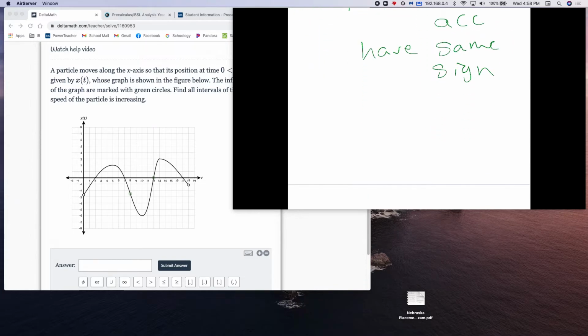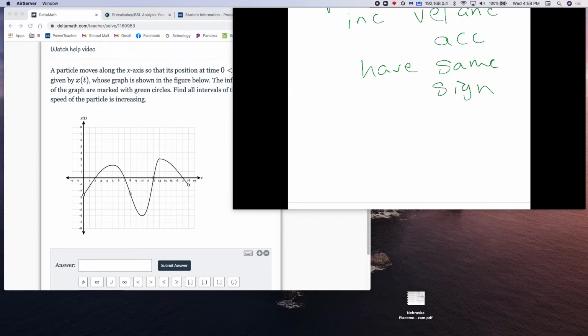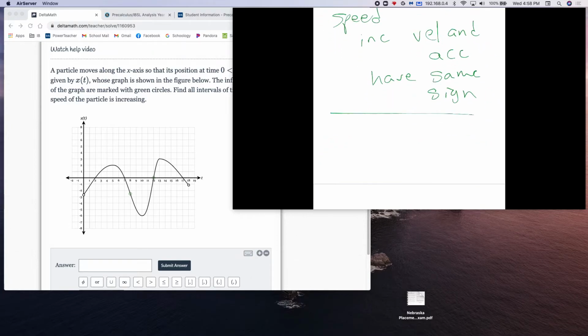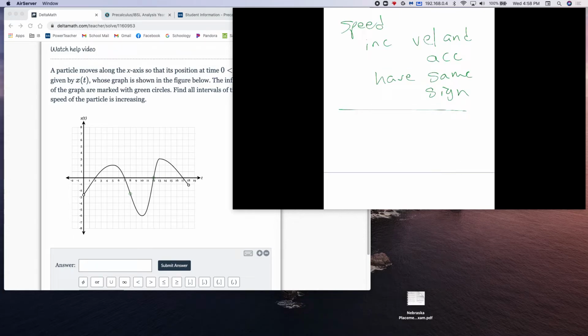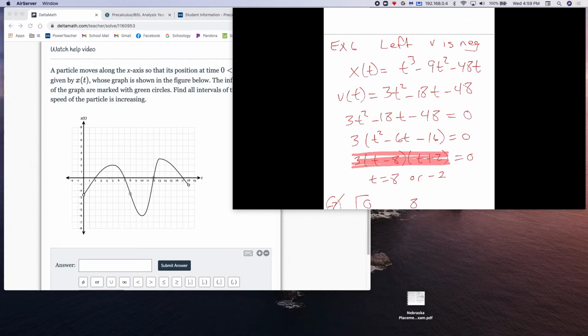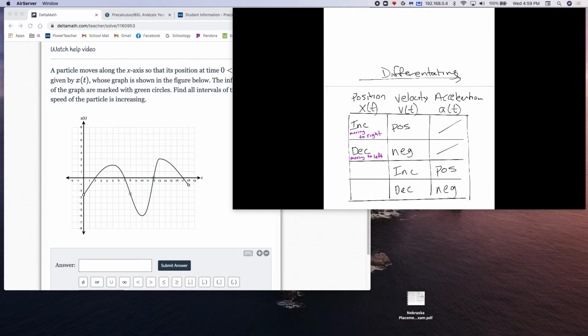So let's take a look at this graph. If we go back to the chart and look at when velocity and acceleration have the same sign. Remember when we go to the steps and we differentiate, this is x prime, this is x double prime. So you have to think about when we have the same sign. I'm going to scroll all the way back up here and look at this chart.